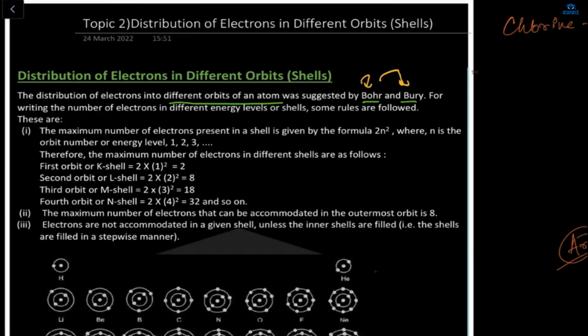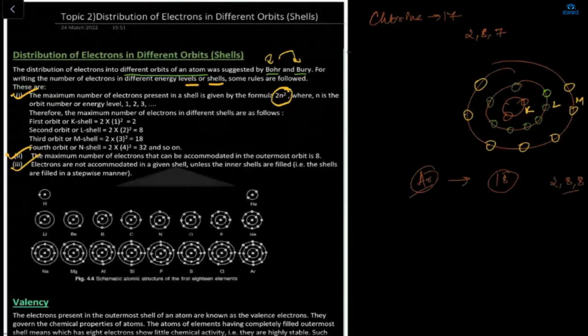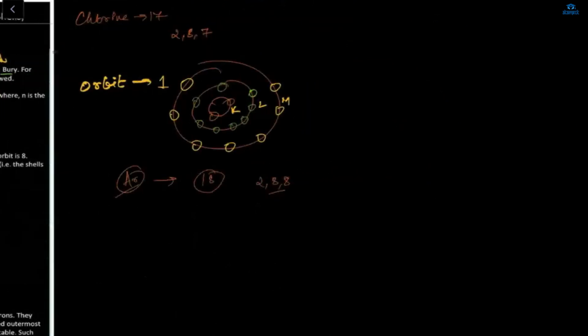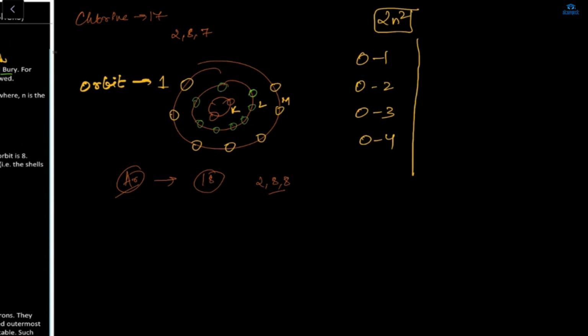Next is writing the number of electrons in different energy levels or shells, or you can say orbits. These are the 3 rules. The first rule is that the maximum number of electrons present in a shell is given by the formula 2n squared, where n is the orbit number. Let's say your orbit is 1. The maximum number of electrons in the first orbit will be 2.